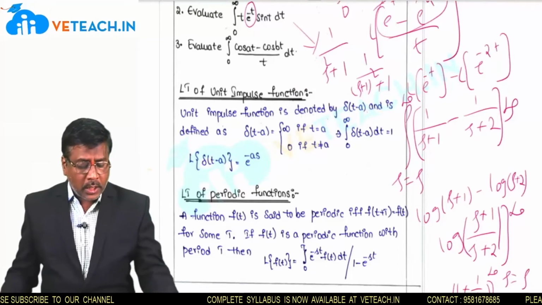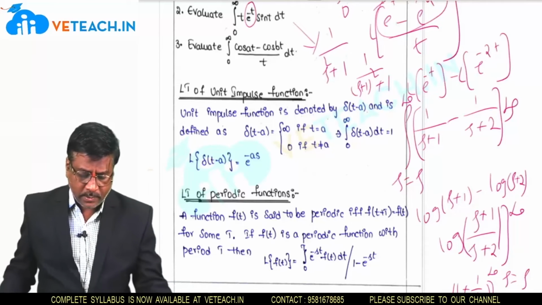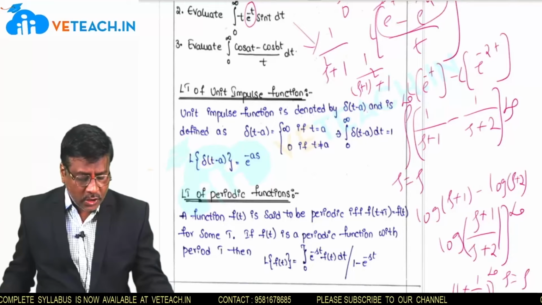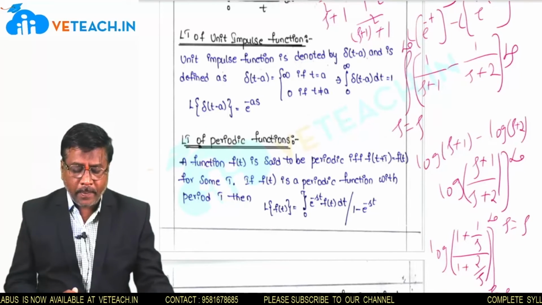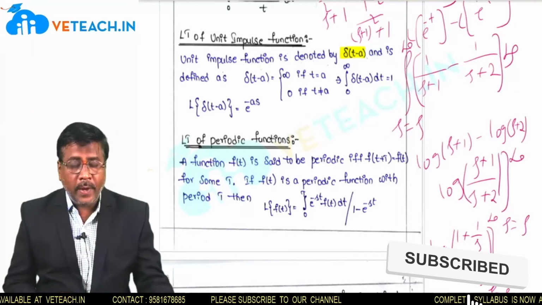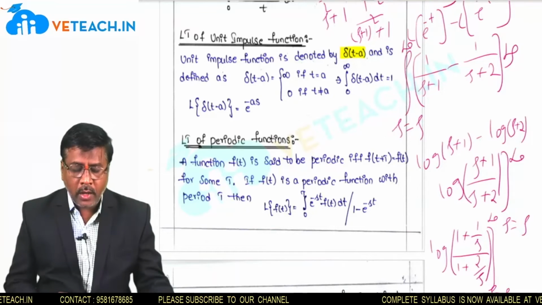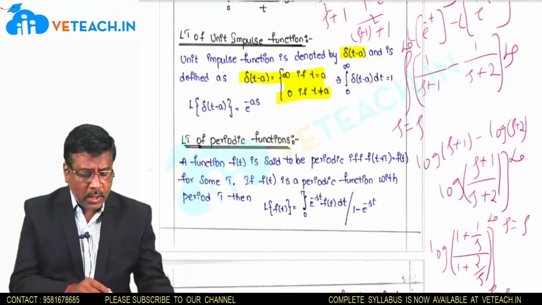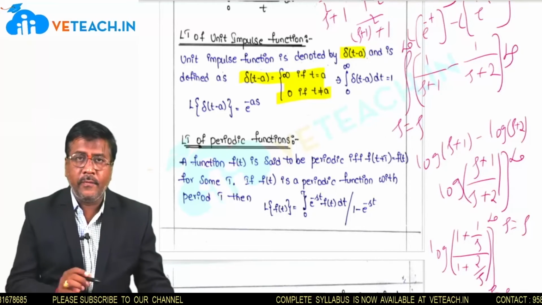Now, the next concept is the Laplace transform of the unit impulse function. You should already know this, as we derived it in the previous lectures. The unit impulse function is denoted by delta of t minus a, and is defined as delta of t minus a equal to infinity if t equals a, and 0 if t is not equal to a. The Laplace transform of this unit impulse function is e power minus as.